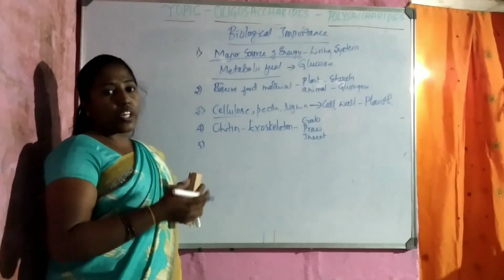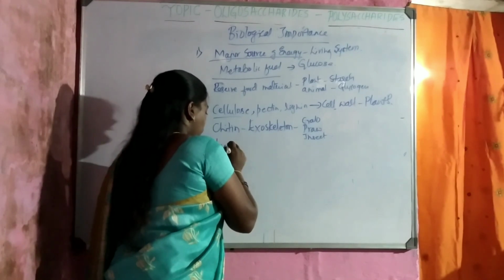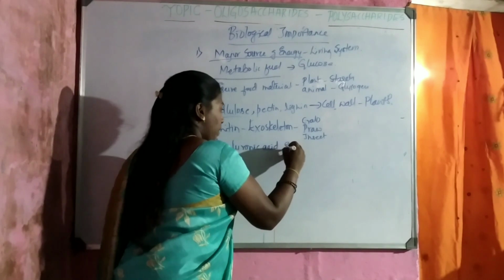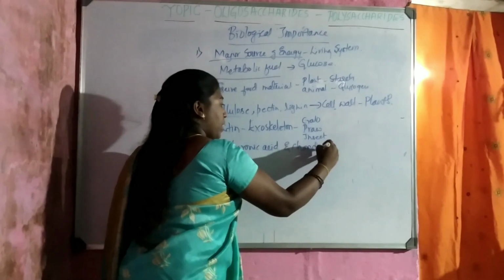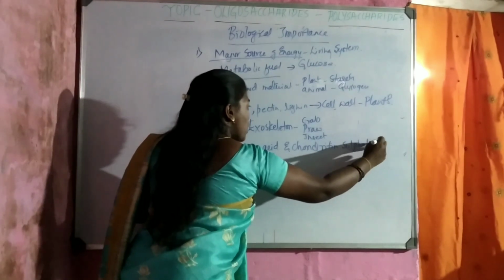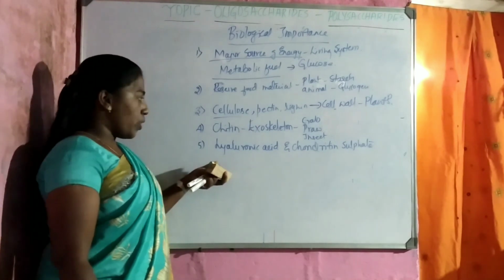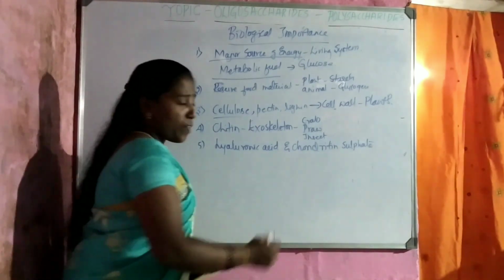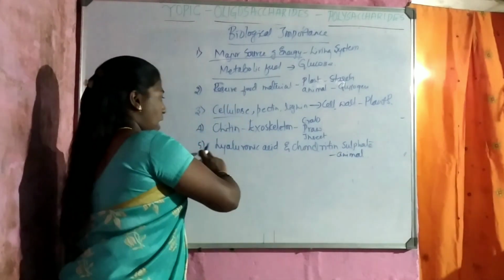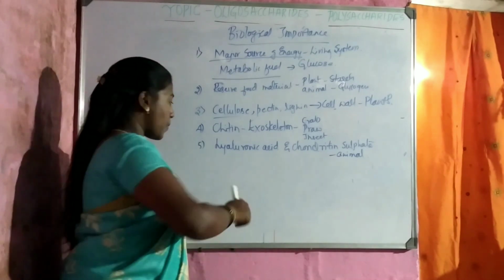Coming to the animals, like in case of humans, we can find hyaluronic acid and chondroitin sulfate. They form the structural part of the cells. So that is in case of where? In case of animals. In case of animals, hyaluronic acid and chondroitin sulfate form the structural components.